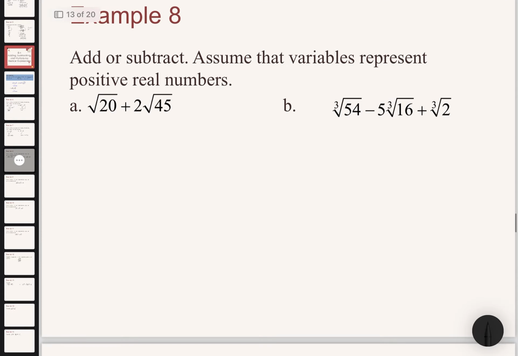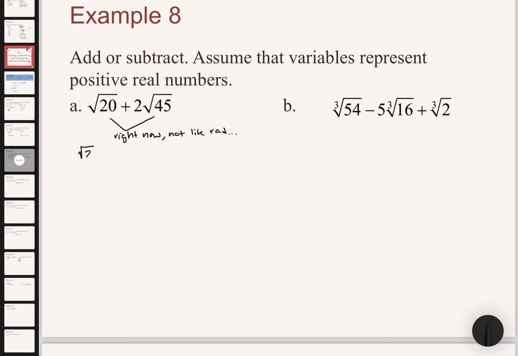Add or subtract, assume that variables represent positive real numbers. So as these stand right now, these are not like radicals. But I can rewrite these. I can simplify these a little bit.